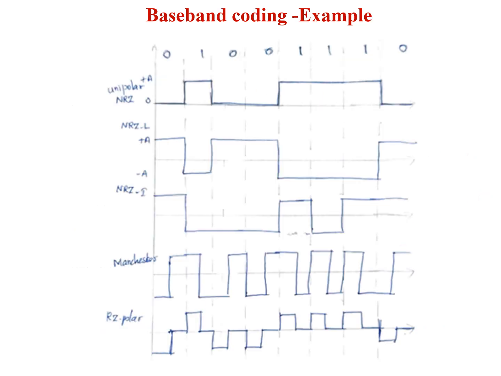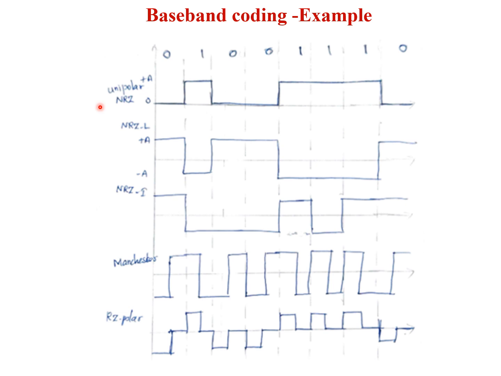Then this is another example: 0 1 double 0 triple 1 0. How are we going to represent the given data using unipolar NRZ? What do you mean by unipolar? It has only one polarity.